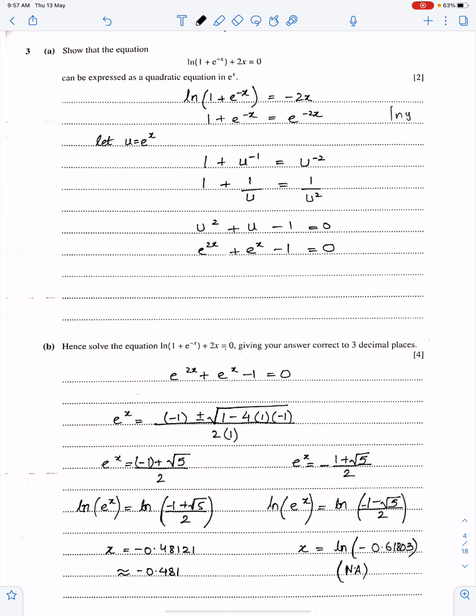Ln y is equal to x. This is the logarithmic form. When you will remove ln from this logarithmic form, you will get y is equal to e power x. The base of ln is always e. So when you remove ln, this y will be copied and this e will come here. Same is here. This ln has base e. So when you will remove this ln, this e will come here. I mean, this minus 2x will become the power of this e.